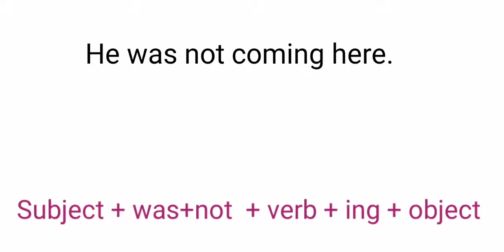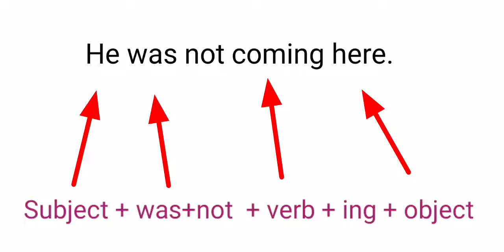Now let's do some negative sentences. He was not coming here. First we use subject, he, plus was plus not, plus we use verb with ing plus object. Always remember we use not after the helping verb. Let's do more examples.